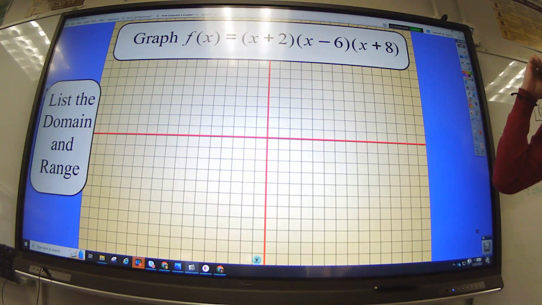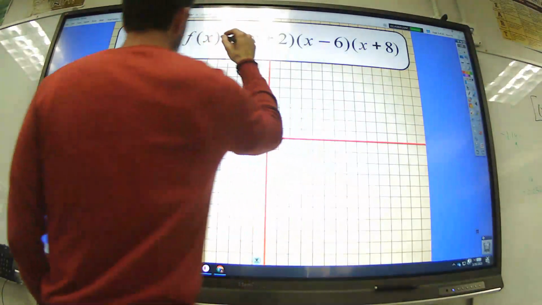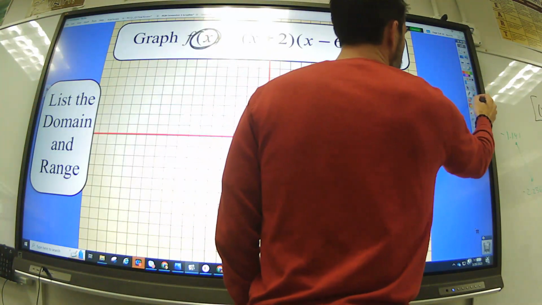Okay. This one you're not going to have to list the domain and range because it goes on forever. But let's go ahead and graph this function, right? f of x is 2, x minus 6, x plus 8. Okay. What's the first thing we need to do? Set equal to 0. So for all intents and purposes, because I'm only using the whiteboard, let's say this is equal to 0. In fact, maybe I'll go like this.